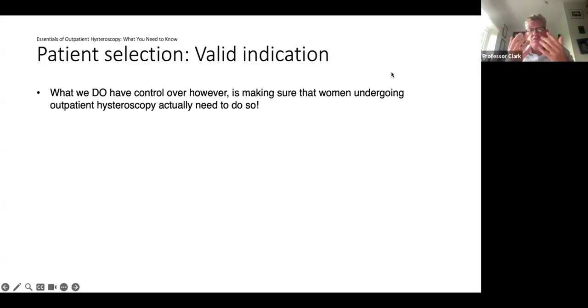In terms of what we do have more control over is the indication. So whilst I'm saying we can't really select patients, it's all about the counselling. And I would argue the majority of women are suitable for an outpatient procedure. What we must do is not do a procedure in any branch of medicine that isn't necessary. The fact we can put a hysteroscope inside a uterus, great, but is it going to actually influence our clinical decision making and the outcome for patients?